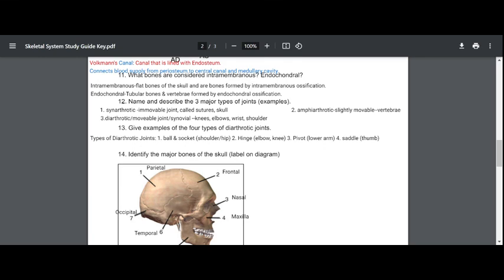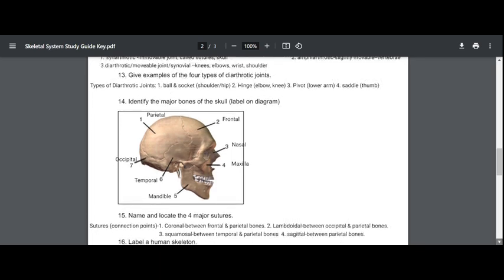Okay, and then you're going to give examples of the four types of diarthrotic joints. Number 1 is ball and socket, shoulder, hip. 2 is hinge, elbow, knee. 3 is pivot, lower arm. 4 is saddle, or thumb.